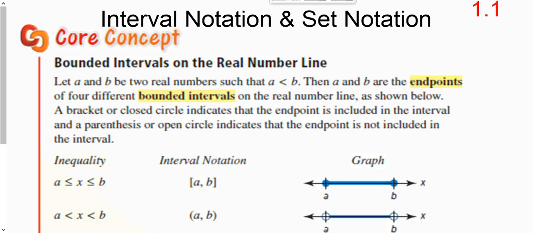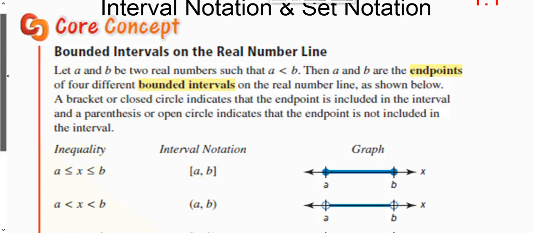Section 1.1 is going to be over interval notation and set notation. So first, let's just go through a few things with bounded intervals. Bounded intervals can be bound two different ways. You can have a square bracket like we have here, or a rounded bracket like we have here.